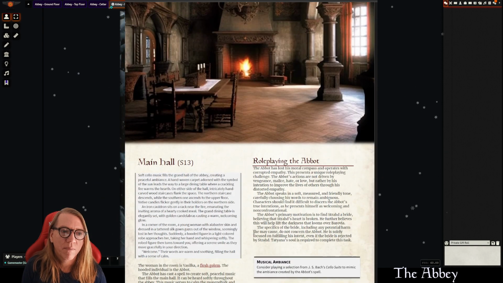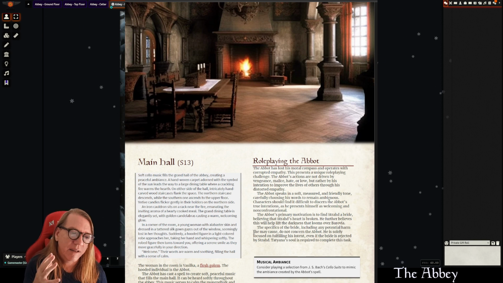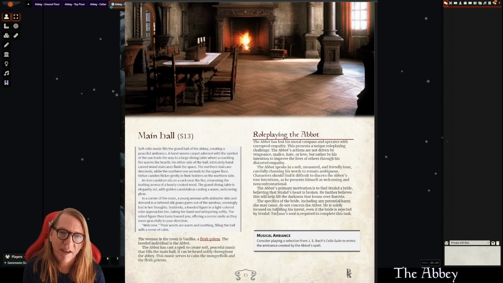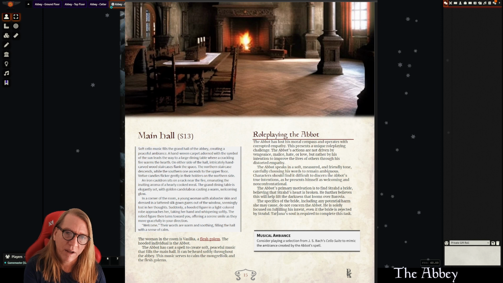Now, one of the most important locations in the Abbey is the scene with the Abbot and the flesh golem here, and that's in the main hall. And I have some notes on playing this kind of passive, empathetic Abbot in there to give you some ideas on how to role play them here.